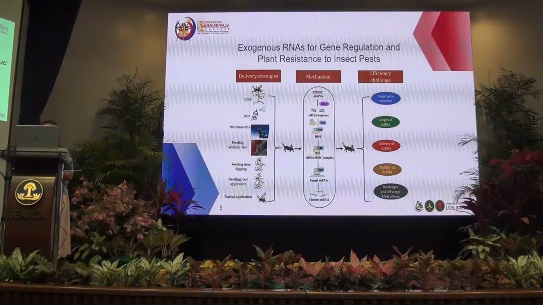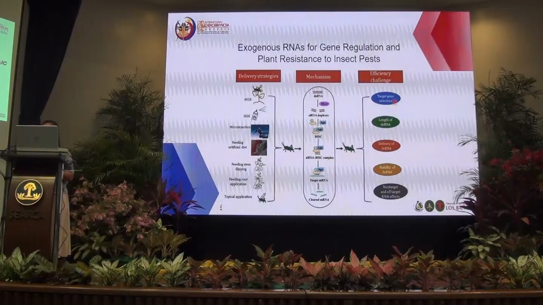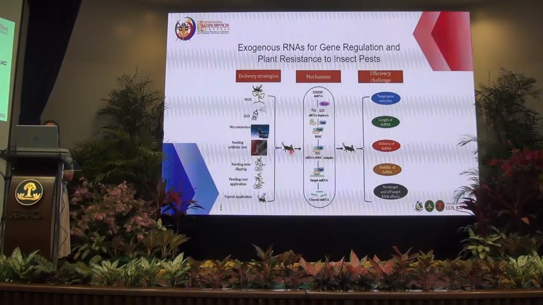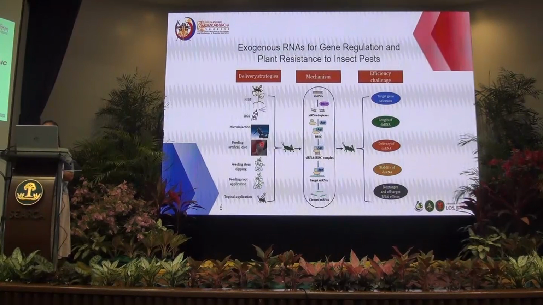Here you see a graphic representation of RNAi delivery strategies, the RNAi mechanism, and the challenges affecting RNAi efficiency in Hemiptera. Some of the common methods or crop protection products that are being developed right now are based on HIGS or SIGS. HIGS is host-induced gene silencing, and another one is spray-induced gene silencing, or SIGS.